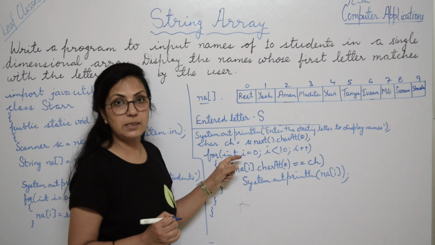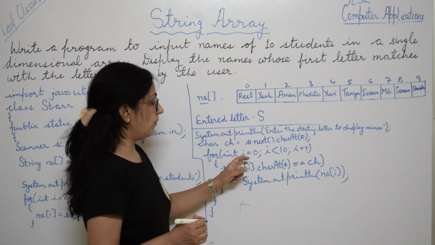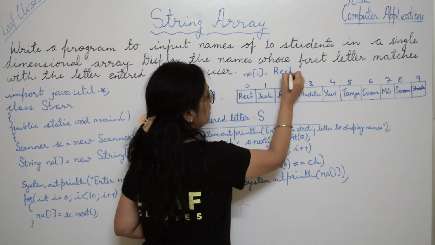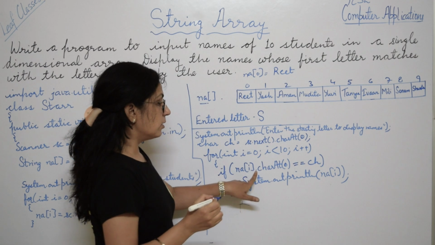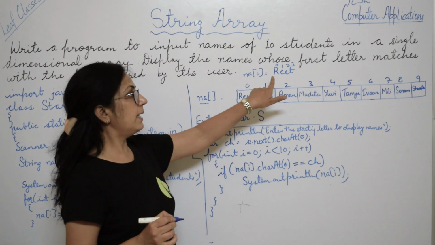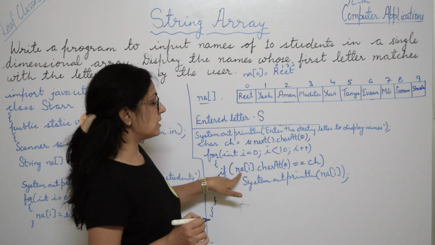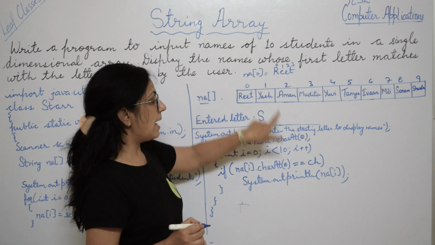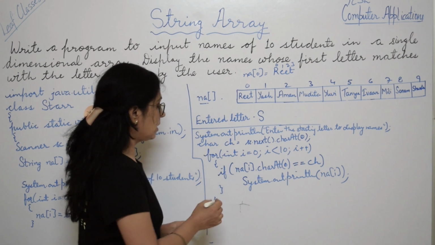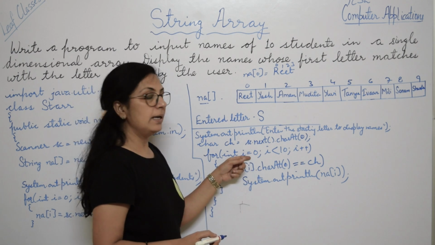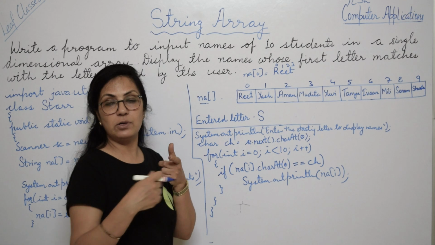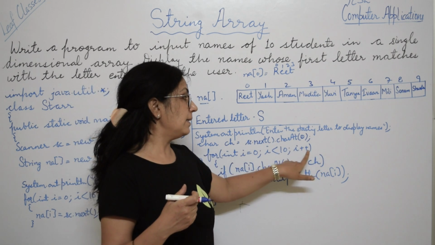Now children, again please pay attention here. First time the value of i is 0, na[0]. What is the value of na[0]? It is Reet, right? Now here dot charAt(0). These are the index numbers 0, 1, 2, 3. So na[0].charAt(0) will give you R. If R is equal to the entered character, then it will be displayed. If it is not matching, without displaying anything, it will increment the value of i. The next array element will be checked. Like this, the process will be repeated till the 9th index number.